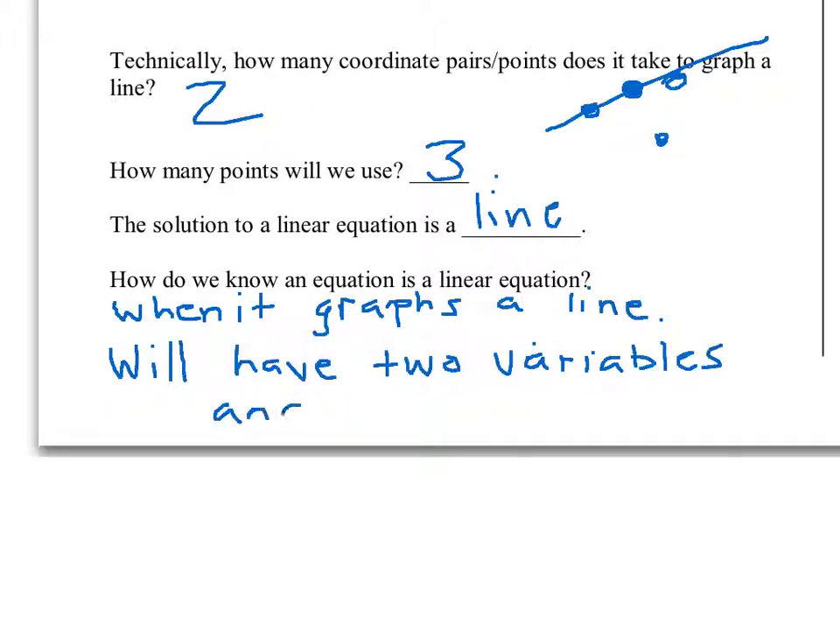And no exponents. Okay, that is not a perfect definition. Like I said, you will run into equations in your lifetime that will fit this description that will not be linear equations. But this is a good enough working definition for us to use this year.